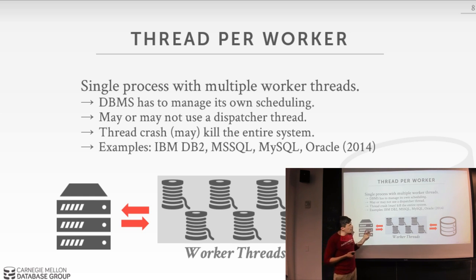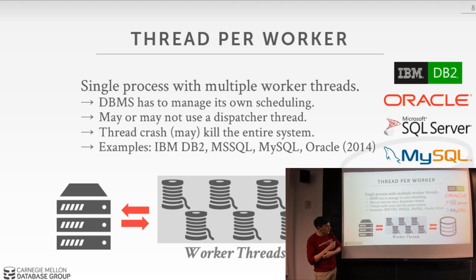The one thing I'll point out, though, is that just because you're using a multi-threaded process to execute queries doesn't mean you automatically get multi-threaded query parallelism. MySQL uses this approach, but at least as of MySQL 5.7, I haven't checked MySQL 8, they actually run everything as a single thread. So if a query shows up, one thread will execute it from beginning to end. They can't split it across multiple threads, whereas Postgres is starting to add that. And Oracle, as of 2014, adds all these things. And SQL Server, as far as I know, is entirely multi-threaded.